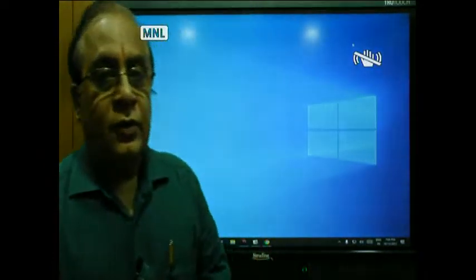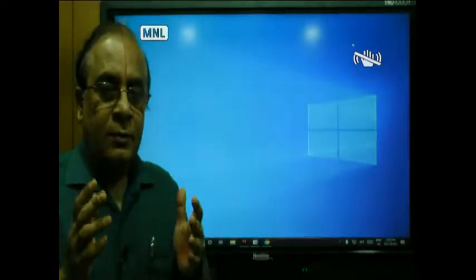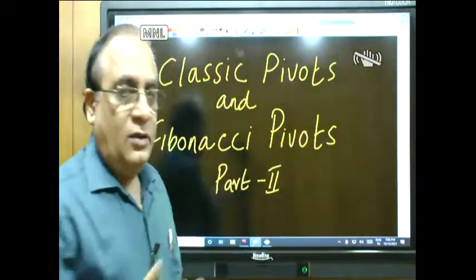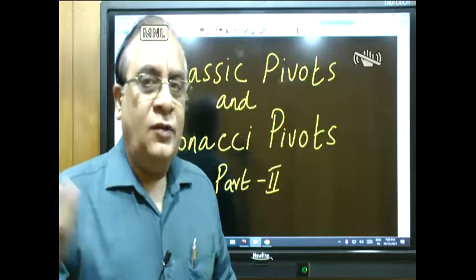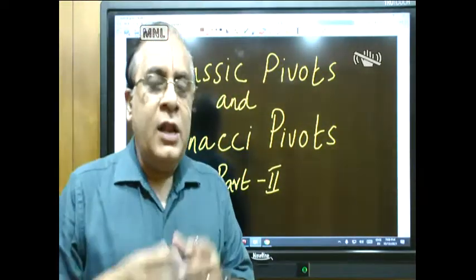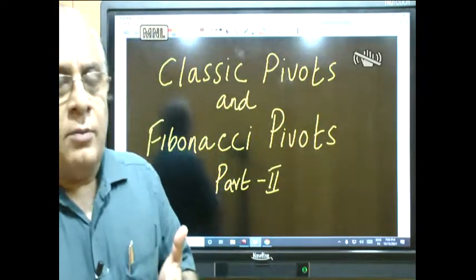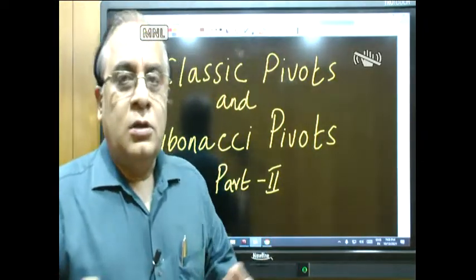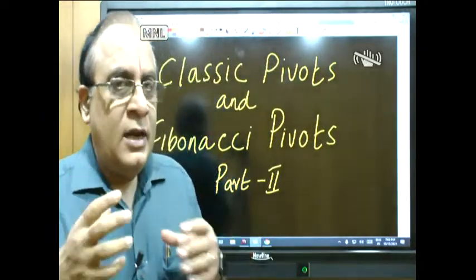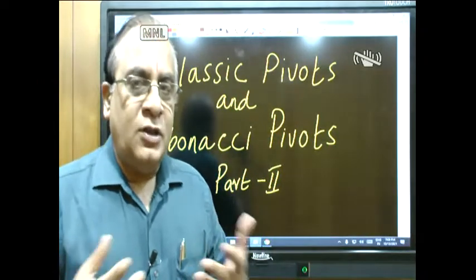Today we are going to discuss the application of classic pivots and Fibonacci pivots on commodities. Last week, on Monday, we discussed the application of classic pivots and Fibonacci pivots on the Nifty index and a particular stock. Today we are going to see how it works in the major commodities: gold, crude, silver and copper. That day we introduced you to the classic pivots and Fibonacci pivots.